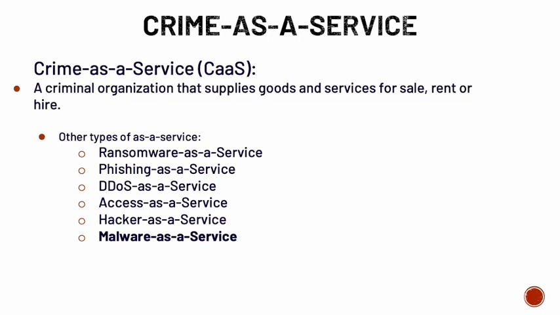Crime as a service is defined as a criminal organization that supplies goods and services for sale, rent, or hire. For our purposes, we will use the term threat actor or even affiliate to refer to any cyber criminal, group, or organization, regardless of their skill set. Although we're focused primarily on malware as a service for this webinar, we want to call out that there are other common types of crimes that are termed as a service. But first, let's get to some reasons why this actually exists.